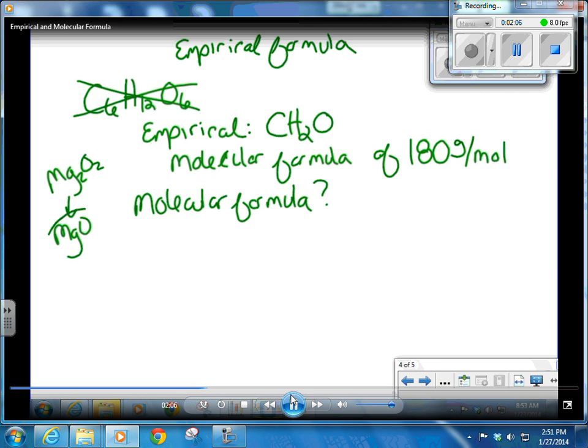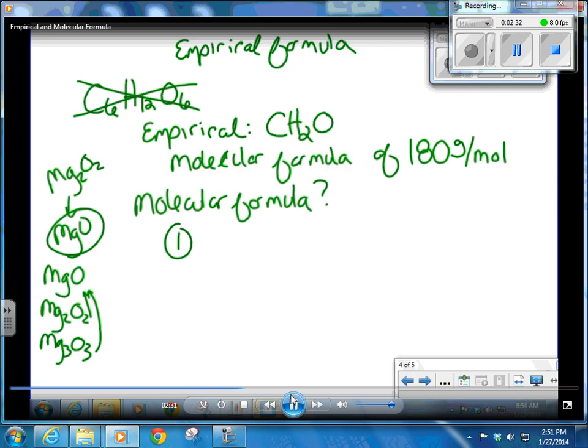Over here on the left, here's your empirical formula, MgO. Options for molecular formulas are MgO, Mg2O2, Mg3O3, Mg4O4, etc. They all reduce back down. So the molecular formula, what you're really looking for is the factor. What is the factor you're going to multiply this thing by in order to figure out what the actual molecule is? There it is. Step 1.